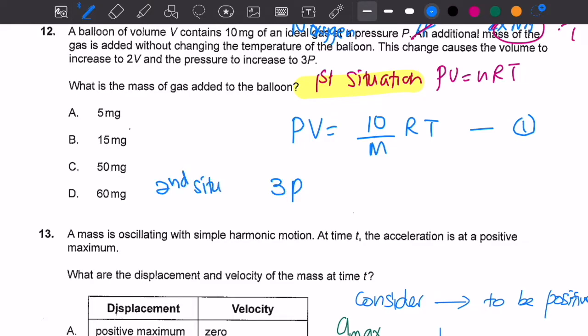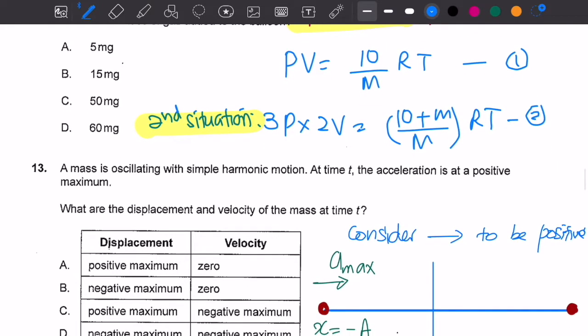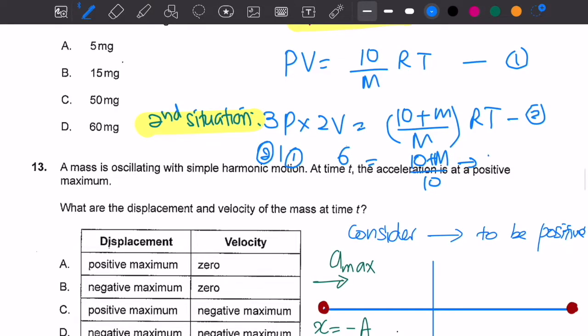Second situation, pressure is 3 times 2V equals 10 plus mass M, capital M, R times T. The temperature has not changed. If I do this calculation, 2 over 1, I will get 6 equals 10 plus M divided by 10, right? From there I can get the additional mass is 50 milligram. Answer should be C.